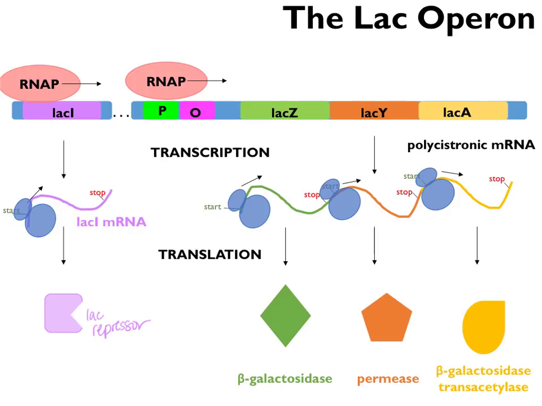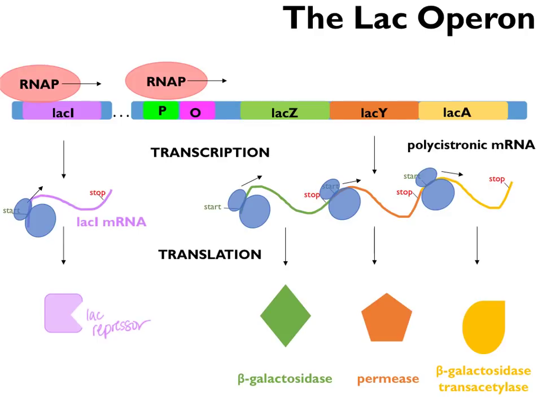Okay, so we've got the structural genes, LacZ, LacY, that encode enzymes responsible for breaking down lactose. These are on the operon under the same regulatory control, so they have the same promoter and operator. We've got the LacI gene that is located elsewhere, not on the operon, but encodes the Lac repressor.